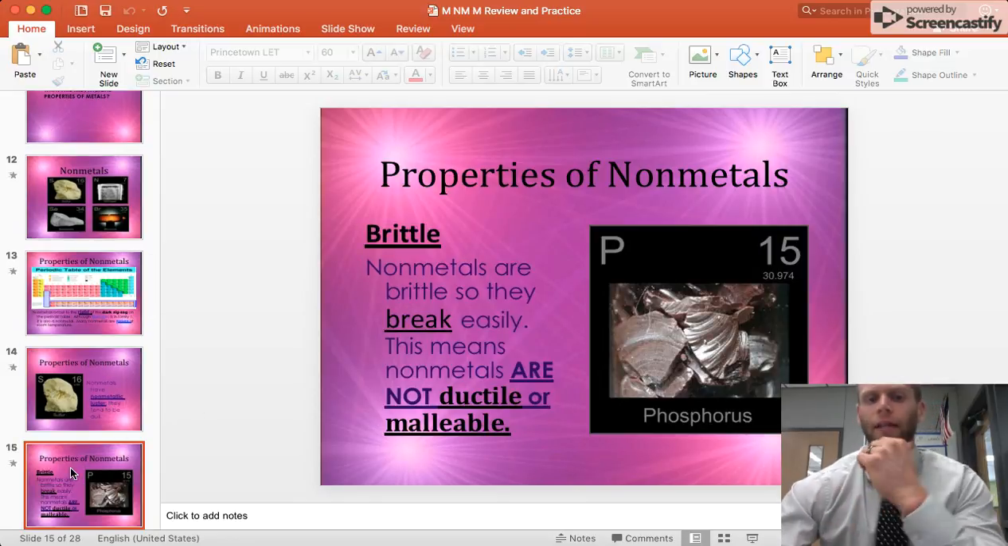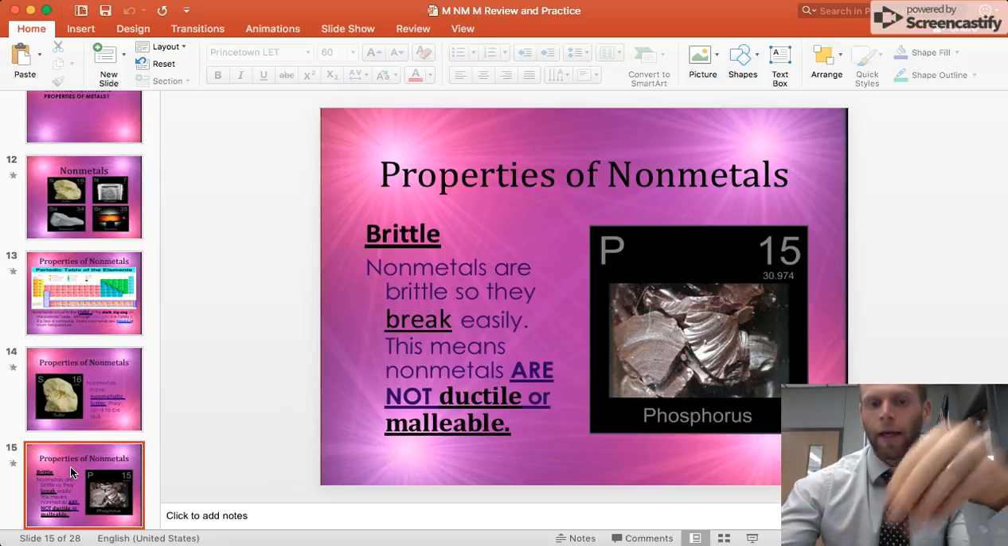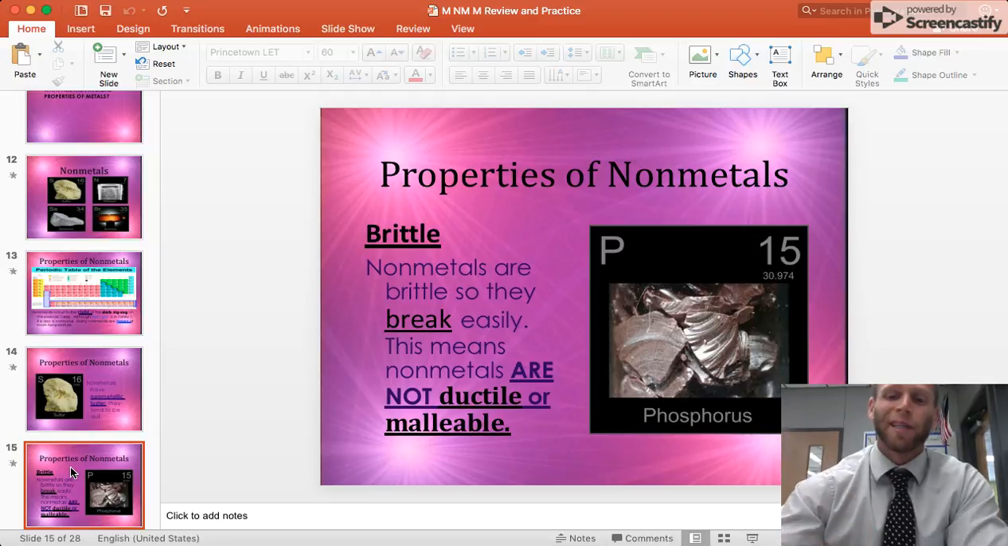Another property of a nonmetal is they are brittle. So they break easily. That means they are not ductile or malleable. So if they're not ductile or malleable, that means that they're not able to be drawn into a wire, right? And they're not able to be pounded into sheets because they're brittle, so they'll break.